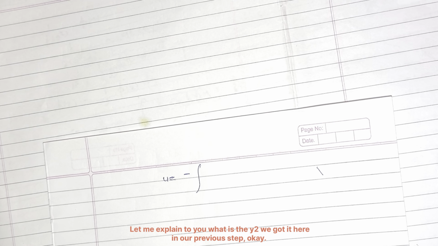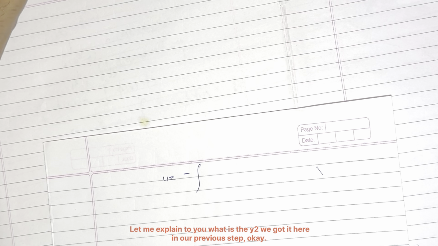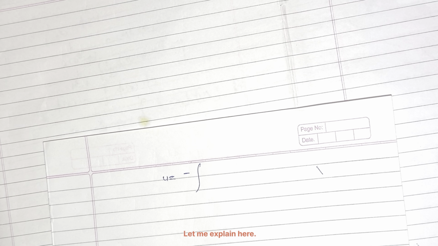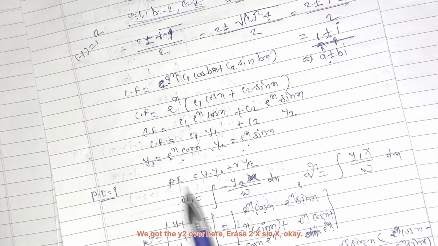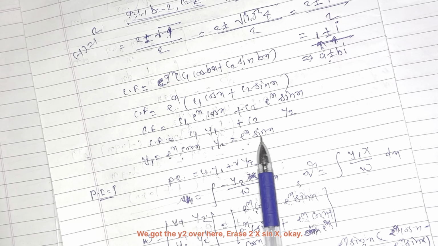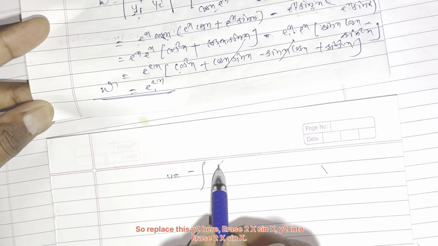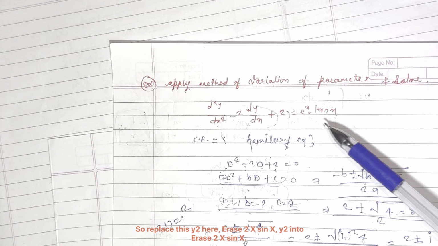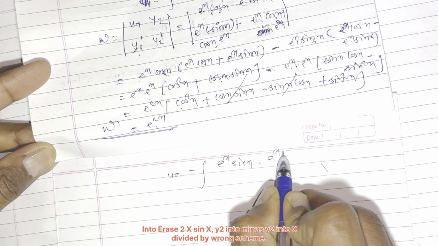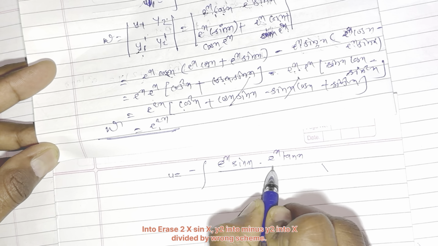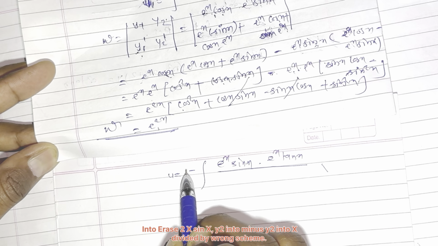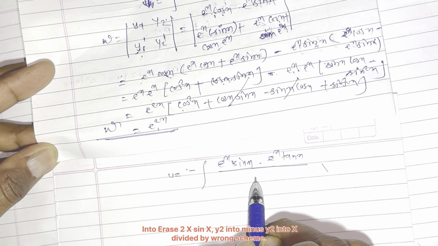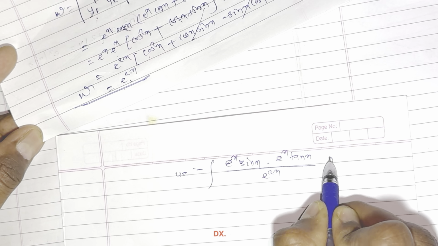Let me explain what y2 is. We got it here in our previous step. We got y2 over here, e raised to x sin x. So replace this y2 here, e raised to x sin x, y2 into x, into e raised to x tan x, minus y2 into x divided by the Wronskian. What is the value of the Wronskian? e raised to 2x, dx.